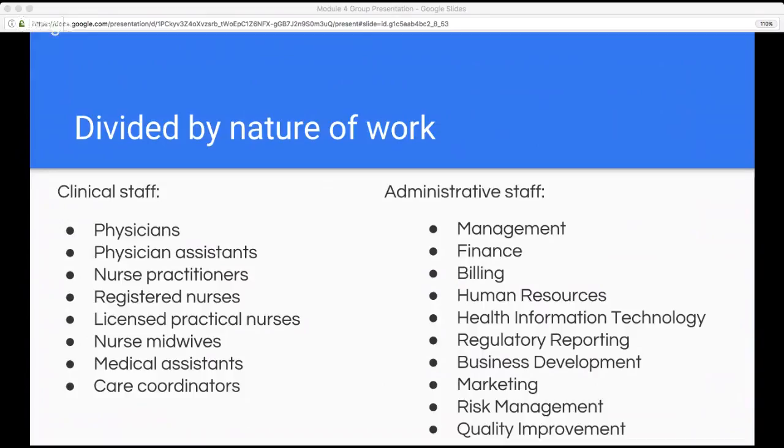The administration staff provides supportive services to the clinical staff and to the practice. The services they provide include management, finance, billing, human resources, health information technology, regulatory reporting, business development, marketing, risk management, and quality improvement.